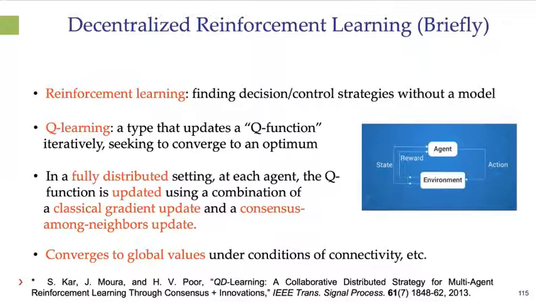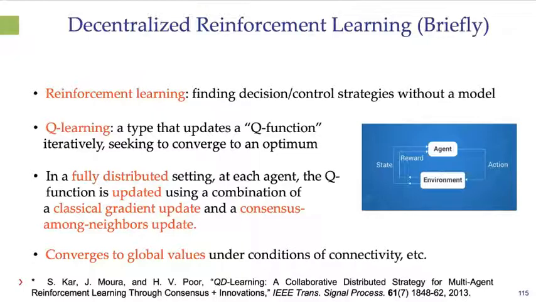Okay. On the other hand, in a distributed setting where we have decentralized learners, we can't really do a centralized gradient update, so we have to do something different. But it turns out that in an algorithm that's described in the paper shown here at the bottom, which appeared in the Transactions on Signal Processing in 2013, in a fully distributed setting, we can in fact find an algorithm that does achieve global Q values under certain conditions on connectivity of the bipartite graph that I showed you.